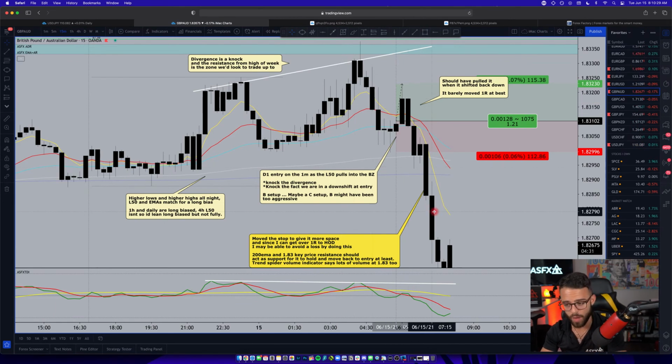Does it change and drop like this? Does it change and go sideways? We don't know, but it's important to just knock the trade size down when you do see divergence against the direction you're looking to trade.